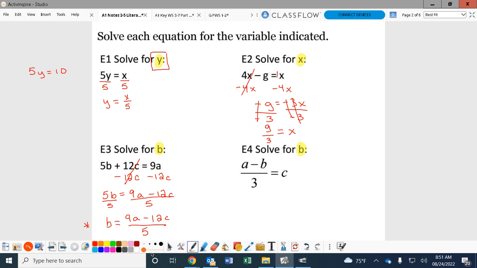So far, any questions? Okay, on the next one, how do I get the b by itself? What's the first thing that's causing a problem?